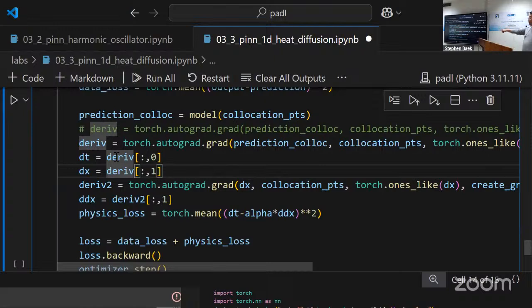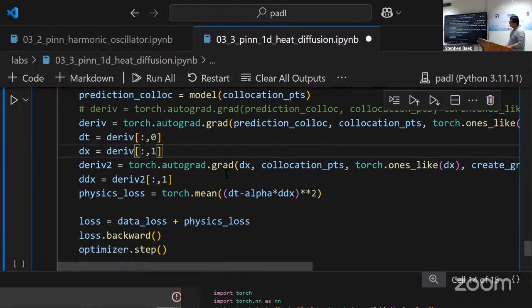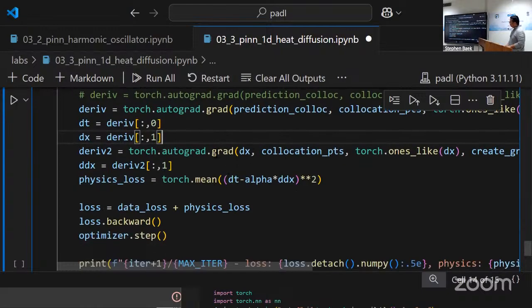The ordering follows my convention. In my convention, I decided to use t as the first input and x as the second input. If you decide to implement it in a different manner, so x as the first input and t as the second input, then the order will change, so that dx is going to be the 0th column and dt is going to be the first column. But in my convention, t is first, followed by x.